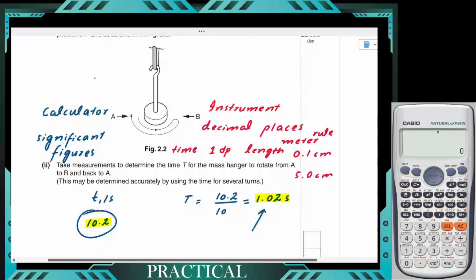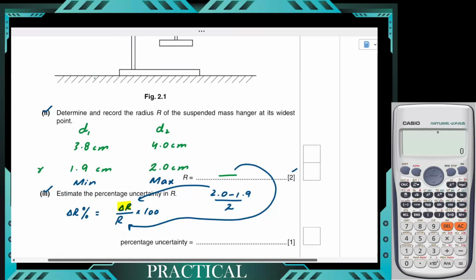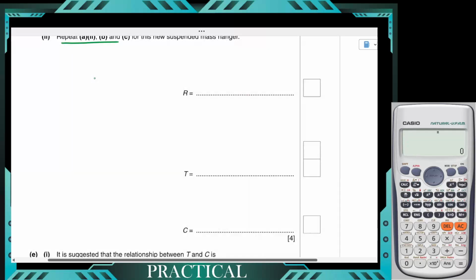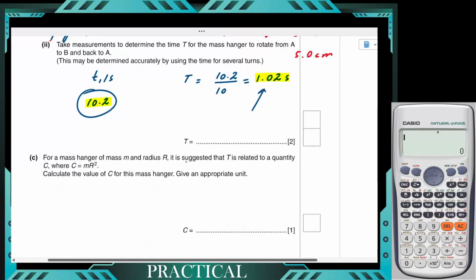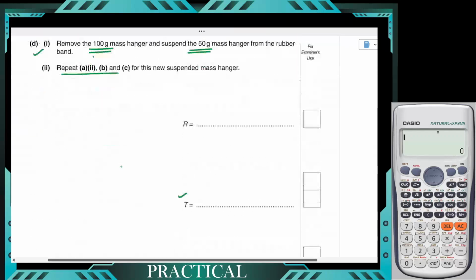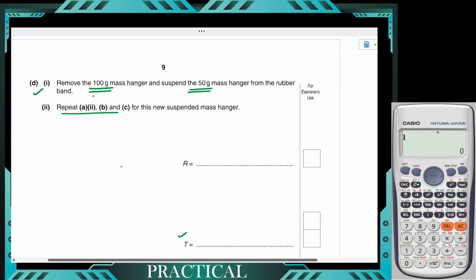What do we find in A2? This is A, this is 2. We were finding R, the radius, and then the time period, and then C, which is obtained from this formula. You don't have to memorize the formula on your own. That would be given on the question paper. So you do the same process but for different values. You'll have to change some of the stuff in your apparatus and replace it with new ones.